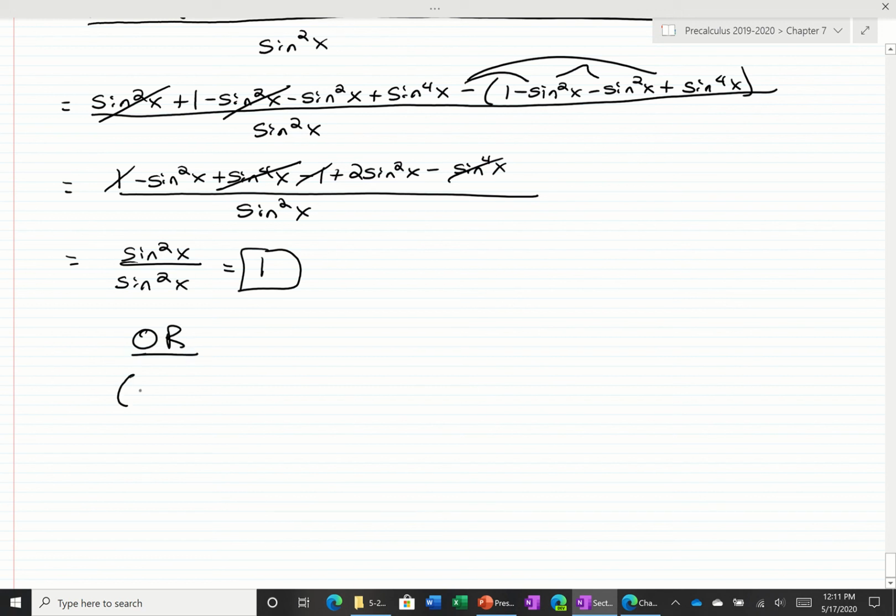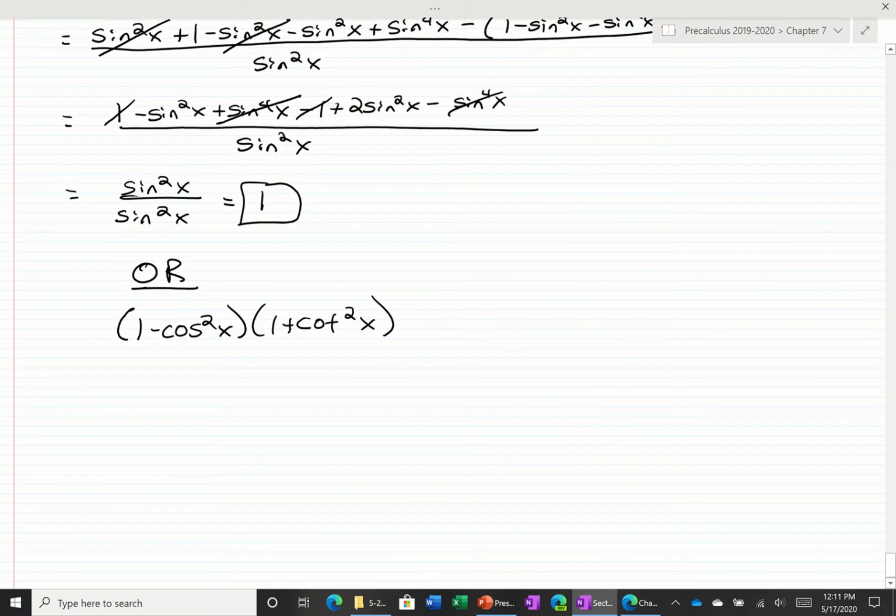I guessed that one a little bit. 1 minus cosine squared of x times 1 plus cotangent squared of x. Well, what is 1 minus cosine squared of x? I mean, that's sine squared of x, right? And what is 1 plus cotangent squared of x? Well, that's a Pythagorean identity. It's actually just cosecant squared of x. So don't hate me too much, but sine squared of x times 1 over sine squared of x gives you the same answer.